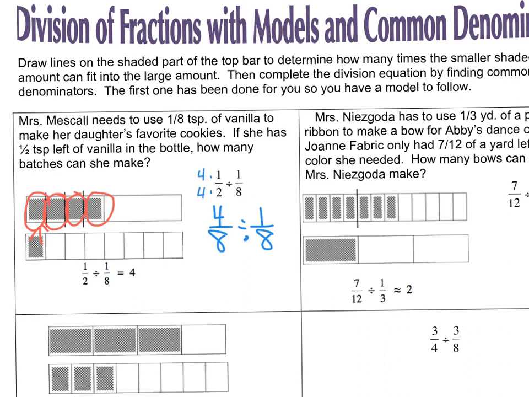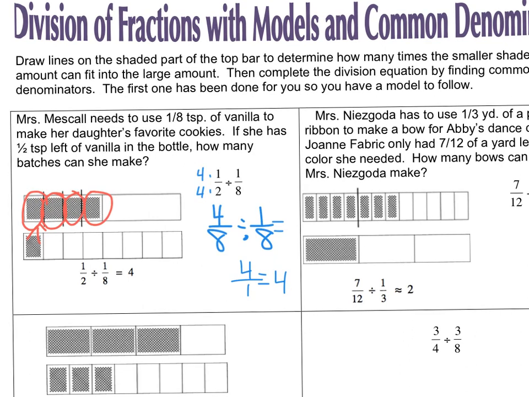Since I have 4/8 divided by 1/8, I know that will equal 4 because I take my numerators, divide them, and 8 divided by 8 is 1. Whenever I have 1 as my denominator, I'm dividing by 1, so that's 4 divided by 1. Whenever you divide by 1, remember you get that same value itself.